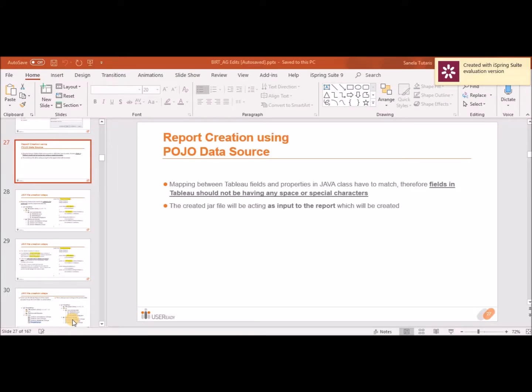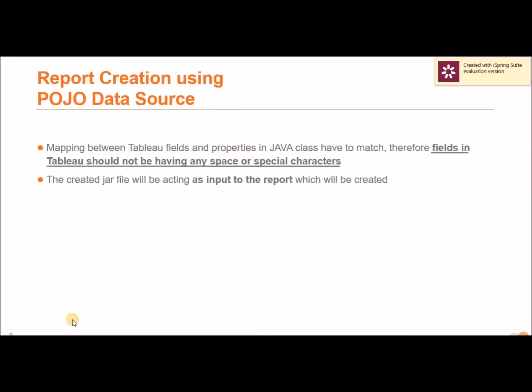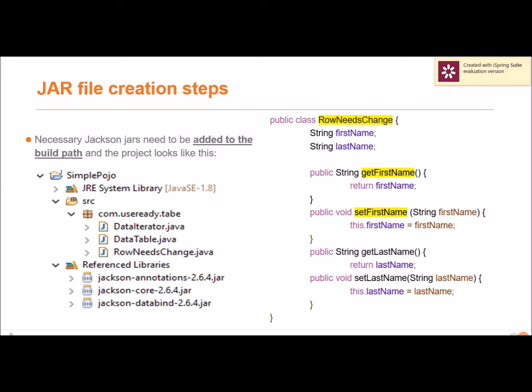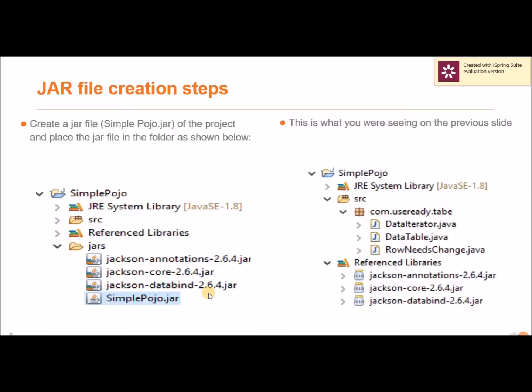Okay, so now I just want to review with you what we did with POJO data source. Mapping between Tableau fields and properties in Java class have to match. Therefore, fields in Tableau should not be having any space or special characters. The created jar files will be acting as input to the report, which will be created. So this is why we went through all of this and used this one, row needs change. So you can see what actually went behind this.